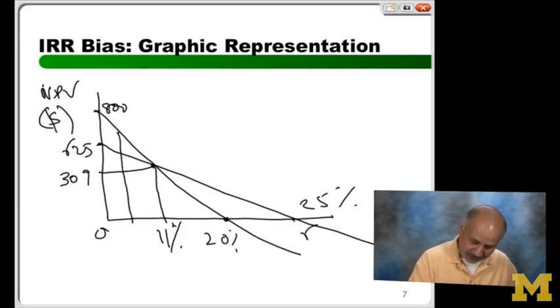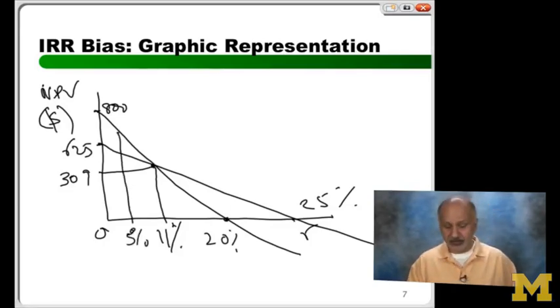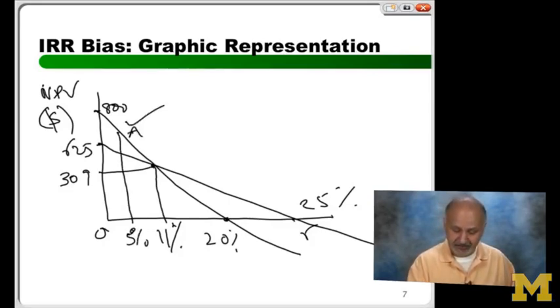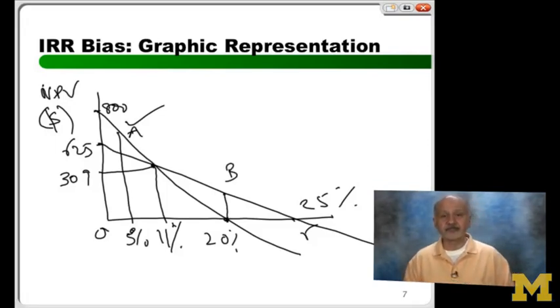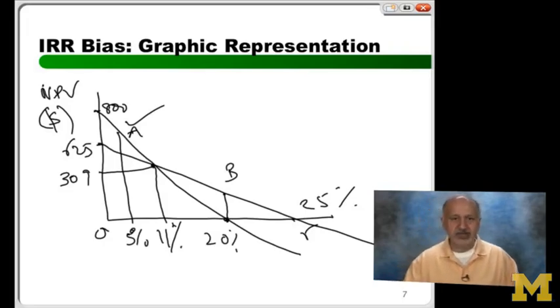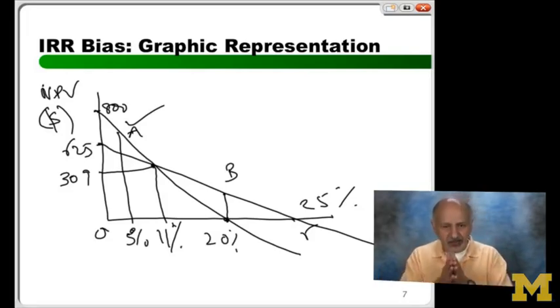But at 5%, which one would you choose? A. And at 20%, which one would you choose? B. So the 11% tells you kind of a benchmark or kind of a cutoff point. And the point here is very simple. You will choose project A if the competitors are earning anything up to 11%. After that, you will choose B if the other competition is earning more than 11%.